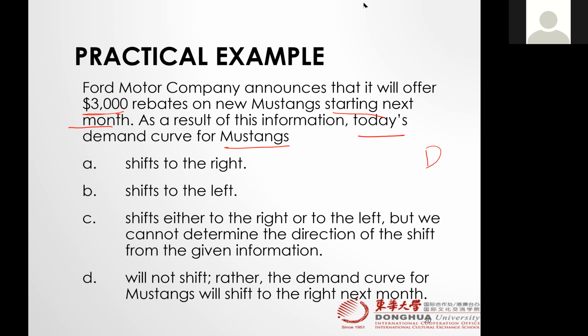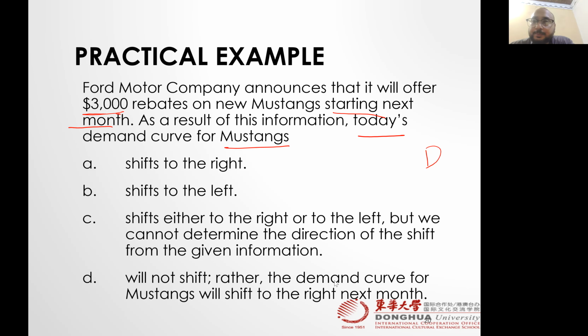On the chat room, I received answers. Lancelot, you are not sure. Think about that. So this belongs to which part? The expectation part of the demand curve. So now think about that. Venetia, what do you think about that?